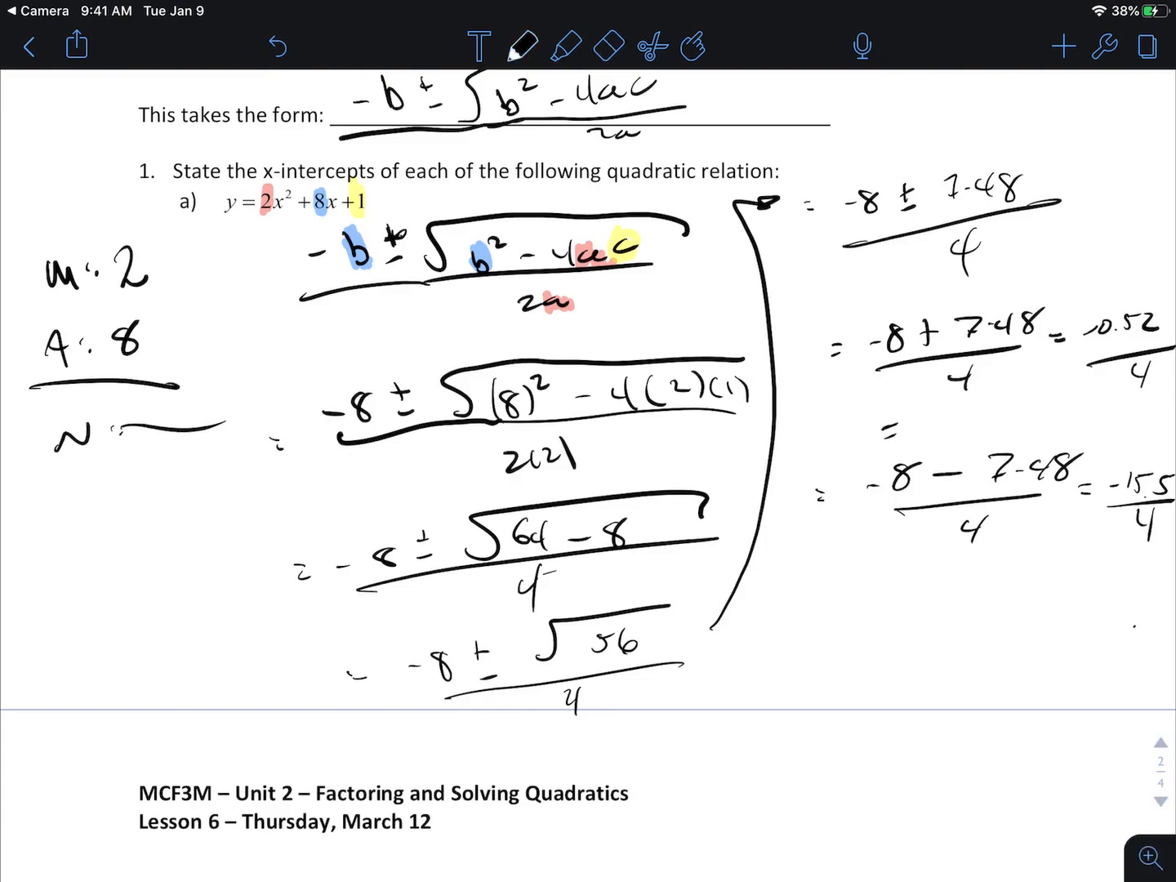Which is equal to negative 0.13 for the first one, and then negative 3.75. I got negative 4 and 11. So there we go.